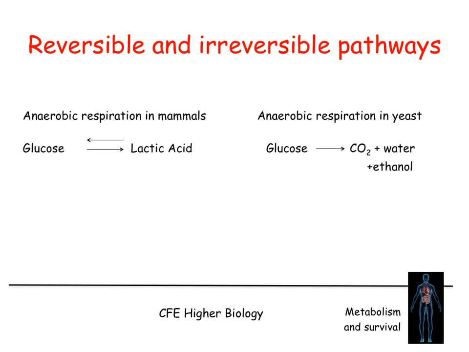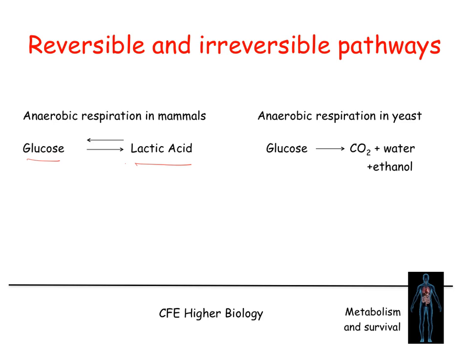Now, some metabolic pathways are reversible and some are irreversible. An example of that is fermentation in, say, muscle cells, where glucose is broken down to lactic acid. That is a reversible pathway, where we know that the lactic acid can be converted back into pyruvate, and then the rest of the citric acid cycle can take place, if you remember your aerobic respiration from National 5.